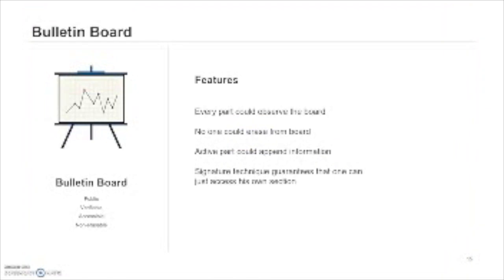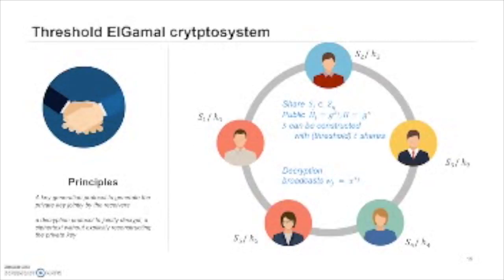The bulletin board is used to publish all the votes. Every time a user puts forward a vote to the board, it will be shown on the board with signature checking for accessibility. The key point of this scheme is the threshold algorithm cryptosystem.